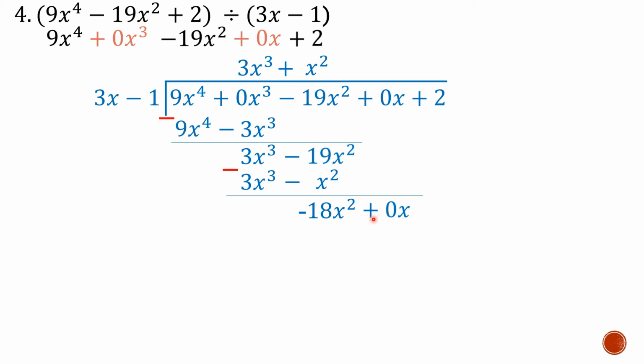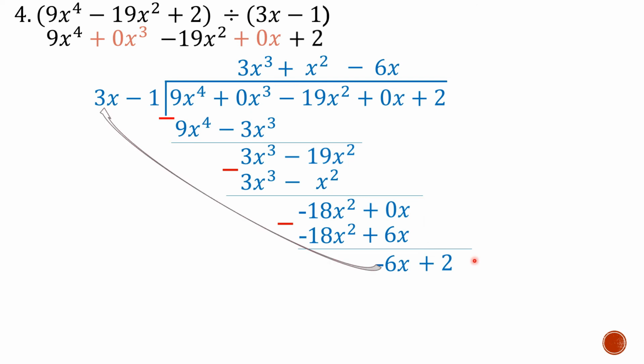And then the same cycle: divide, multiply, subtract. Okay? So we'll divide negative 18x squared divided by 3x. That's just negative 6x. And then multiply. Negative 6x times 3x is negative 18x squared. And negative 6x times negative 1 is positive 6x. And then subtract again. So negative 18x squared minus itself is 0. And 0x minus 6x is negative 6x. Lastly, we have to bring down plus 2, or the constant term.